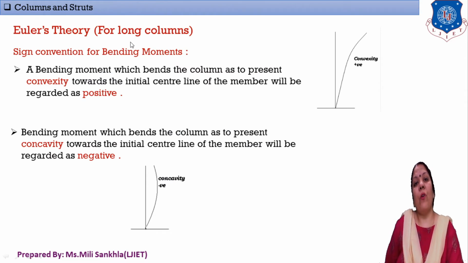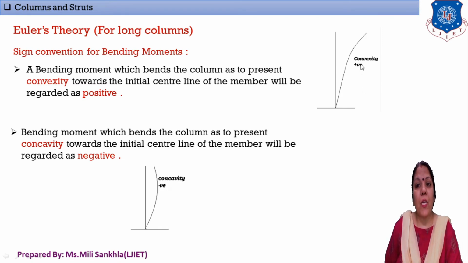Euler's theory for long column. Okay, Euler's theory is applicable for long columns. Now next we derive Euler's formula for different end conditions, and here we take a moment. Moment depends upon the sign convention.